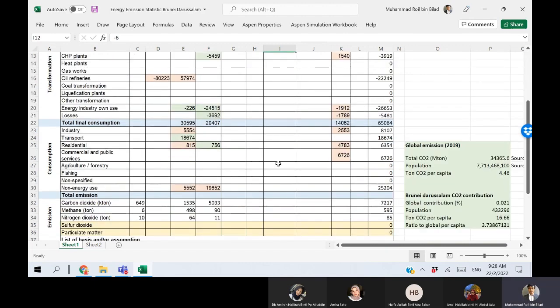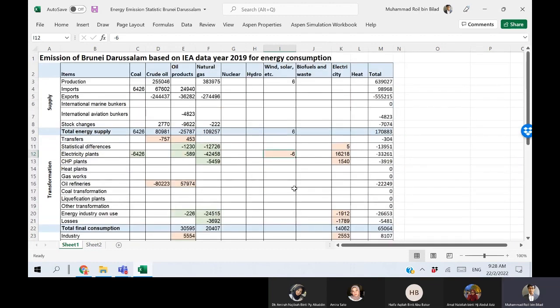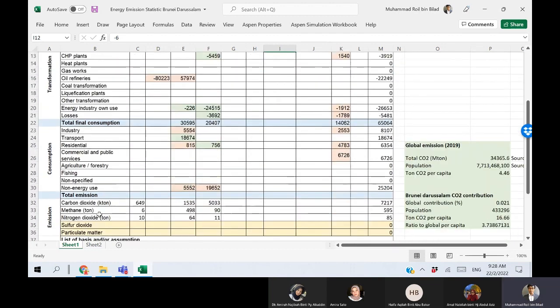Okay, so next, we want to calculate the emission. The emission has three items: carbon dioxide, where the unit is kiloton, methane and nitrogen dioxide. These three have a conversion factor.